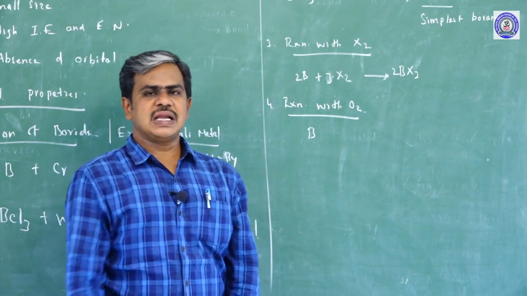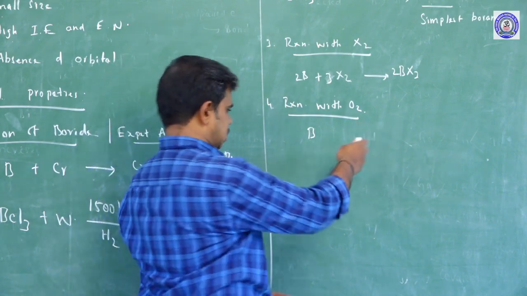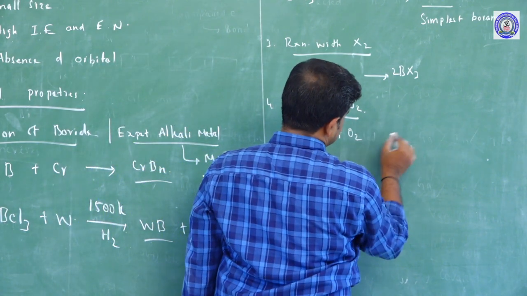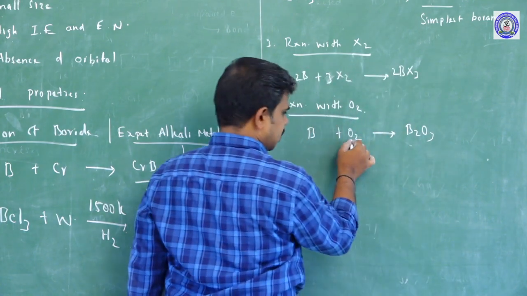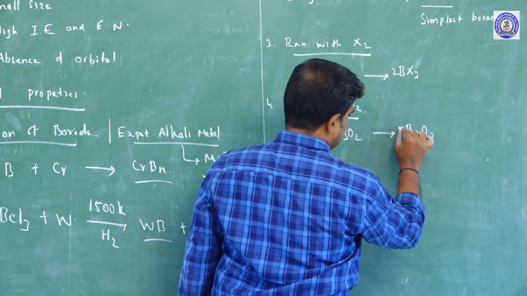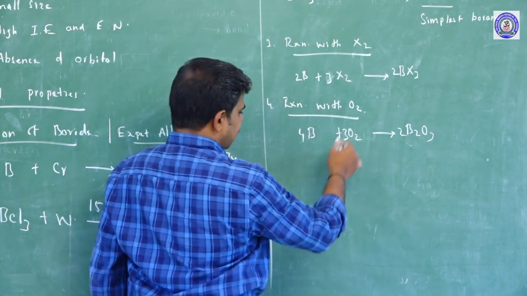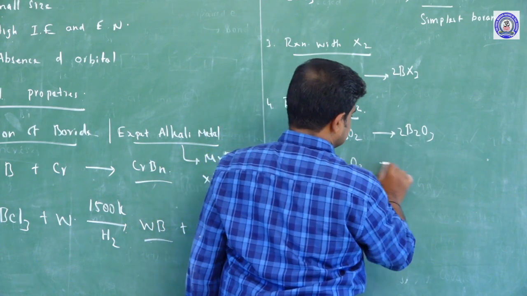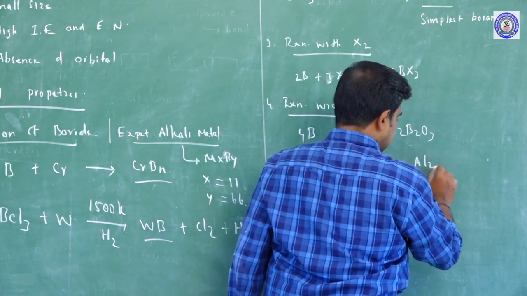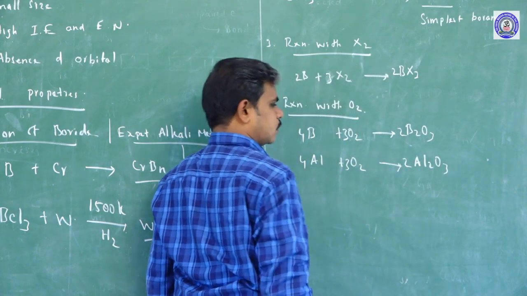Boron does not react easily with oxygen; only at high temperature does it react with oxygen. So boron reacts with oxygen and forms B2O3. So here 2 and 3, so here 3 and 2, so 4. In the same way, aluminum reacts with oxygen and forms Al2O3, so it is 3 and 2 and 4.